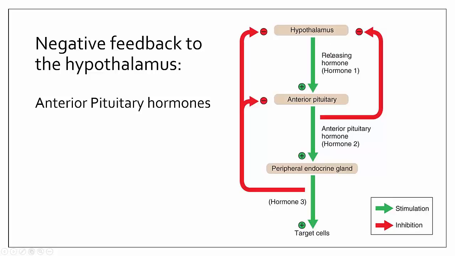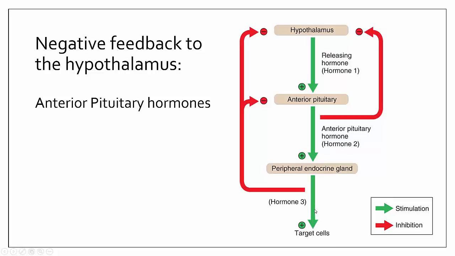So the hypothalamus releases a releasing hormone, stimulating the anterior pituitary. The anterior pituitary releases hormone 2, whatever hormone that is, which stimulates a peripheral endocrine gland, okay? So it could be the thyroid or the adrenal gland or the ovaries or the testes. That hormone from the anterior pituitary is going to stimulate another gland, and that's going to release a third hormone, okay? So that's the hormone that will have an effect on target cells.